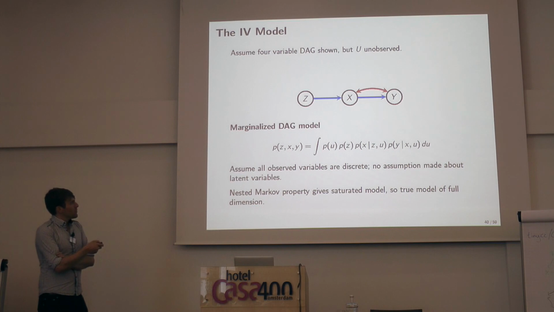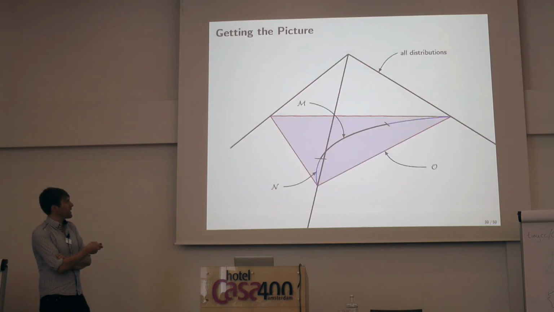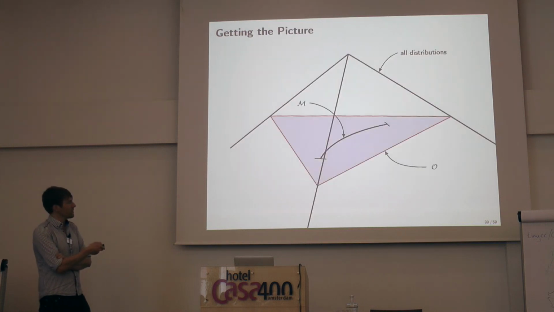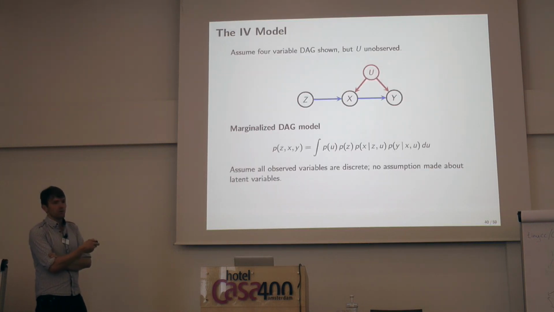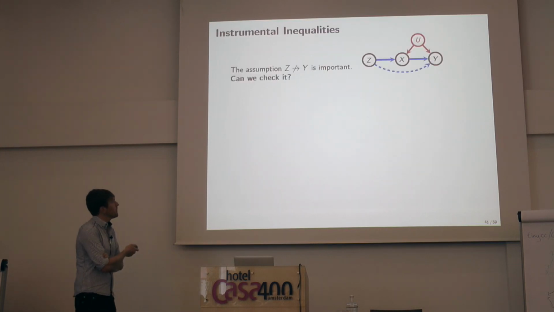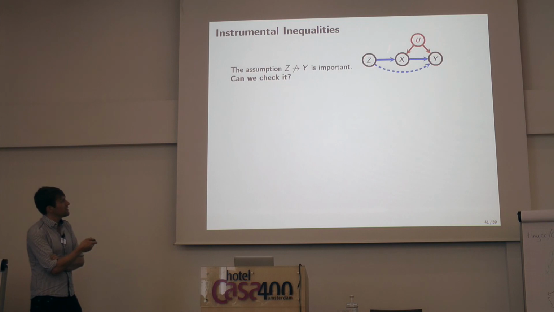So the nested Markov property, as we already saw, gives the saturated model here, because you just get the parametrization corresponding to the DAG on this ordering. So this theorem back here about completeness tells us that this model is a full dimension, but it's not the saturated model. So you can test for the presence of this edge.